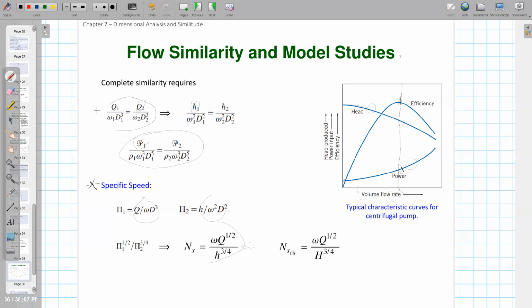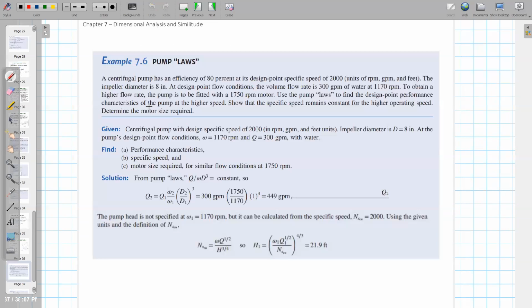This is just some introduction. You really do not need this. We also have an example problem for this. If you're interested, you can read it yourself. We do not need this for the exam and homework. All right, so here we finish this chapter.